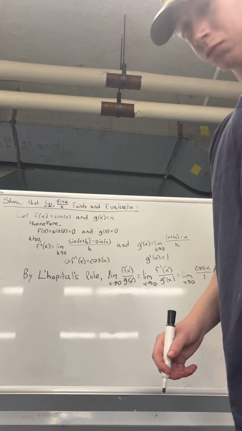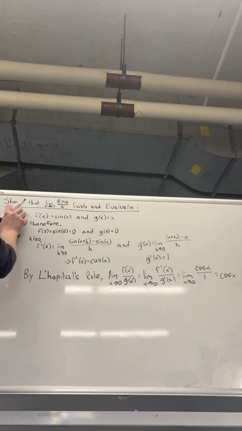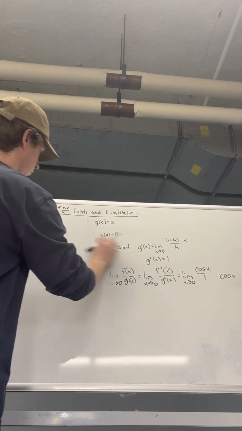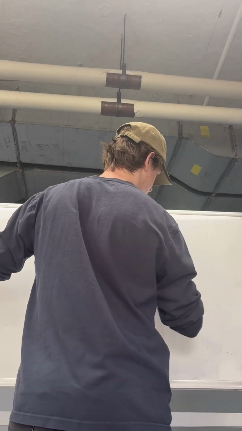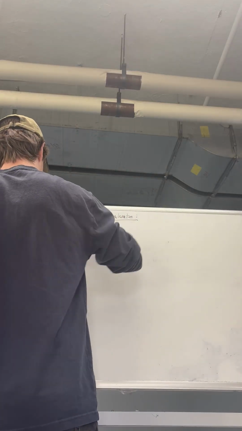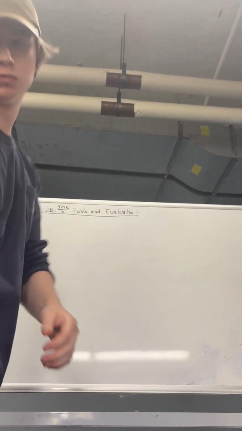We now know that the limit as x goes to 0 of sine x divided by x is equal to the limit as x goes to 0 of cosine x. As I erase, I will explain the analytical definition of a limit, which I will use to show that this exists and evaluate with.